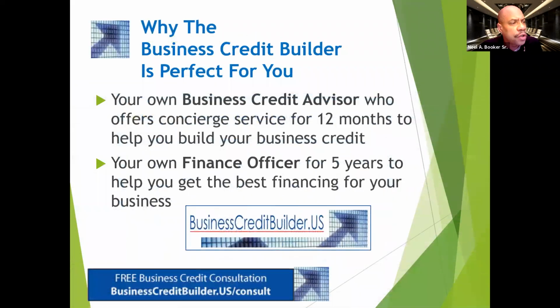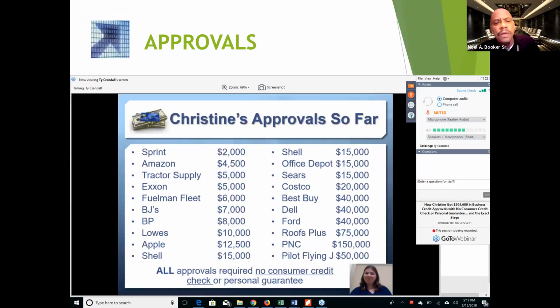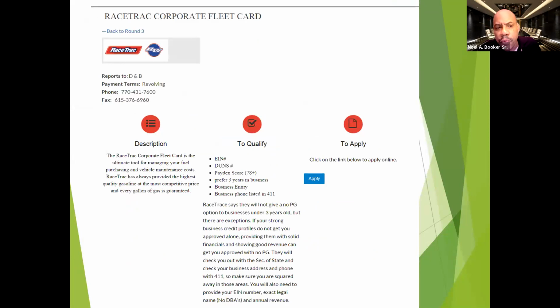So when you get to the point where you got to do the vendors, right? We build your business credit in tiers of vendors. We have 4 tiers of vendors. Each tier will give you about 15 vendors and tell you, pick 3 of these. And when you look through the vendors, this is what you see. This one is for Racetrack. Racetrack reports to Dun & Bradstreet. They're a revolving account. You got the telephone number, the fax number, a description of what they sell, and how to qualify.